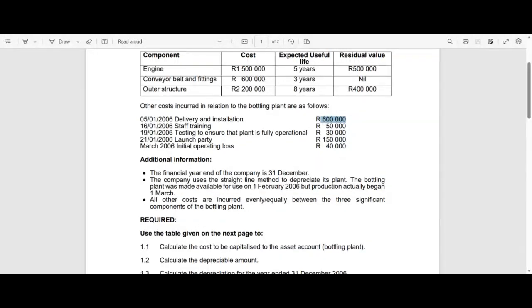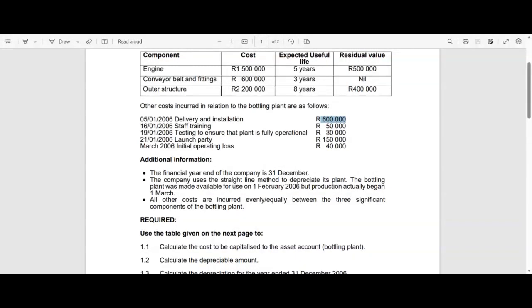But that is not the only subsequent question. Now we've also got to ask, does it play a significant role in the condition of the asset, which is a bottling plant? And there the answer is yes. Okay, so in either case, the delivery as well as the installation cost, we now see that that qualifies as a directly attributable cost, so it needs to be capitalized as part of the cost of the asset, and it is a total cost of 600,000.